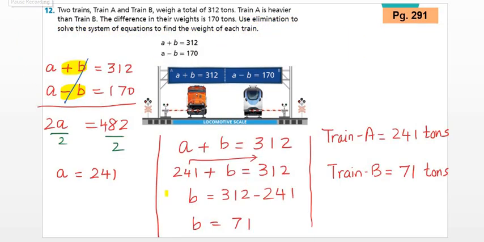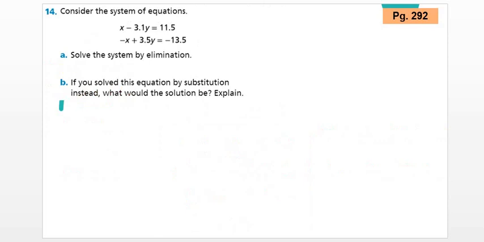Here is the answer for this question. Train A's weight is 241 tons, and train B's weight is 71 tons. As you can see here, in the like terms B and B, they already had the same coefficient with different signs. That means we can add the equations. So as a result, this variable will be eliminated and the rest of the steps are the same. Let's solve another question here.